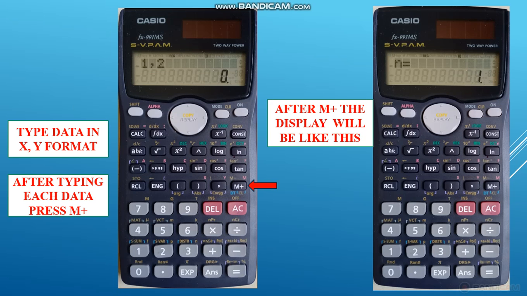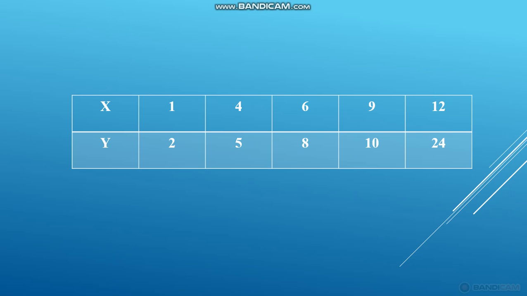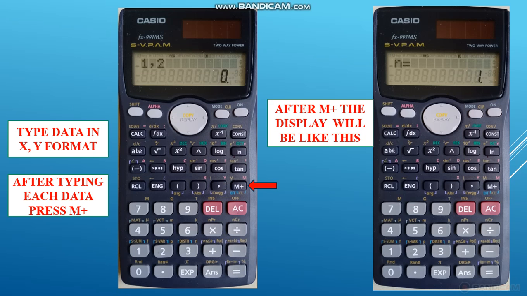First, you want to type the data x1 comma y1. In this problem, x1 comma y1 is 1 comma 2, so 1 is x1 and y1 is 2. So you type x1 comma y1, that is 1 comma 2. After typing this format, you press M plus.